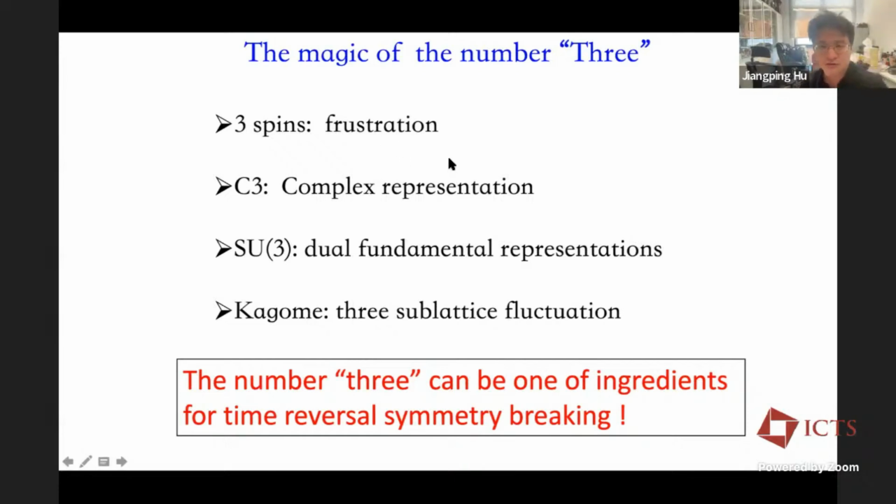charge density waves. Okay, so if you think about this with this Kagome lattice, we talked about the spin liquid, that you have these 3 spins, you get fluctuations, and why you can think about the 3 is very important, because if you think about the simple C3 group, you have these complex representations. You can have imaginary, that's a thing. Of course, in high energy, you have SU(3). These 3 numbers are very important. The Kagome lattice, I think, is 3 sublattice. These fluctuations can lead us to the loop current order.